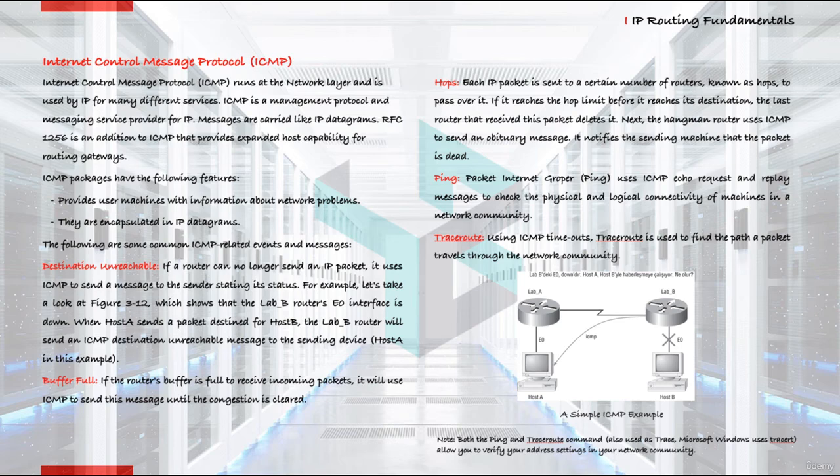Packet Internet Groper, i.e. ping, are the messages we use to check the physical and logical connectivity of our machines, that is, to check whether our machine is working or not. Traceroute is a type of message that we use to see or find the path that a packet takes through a network. ICMP is also a very nice protocol.